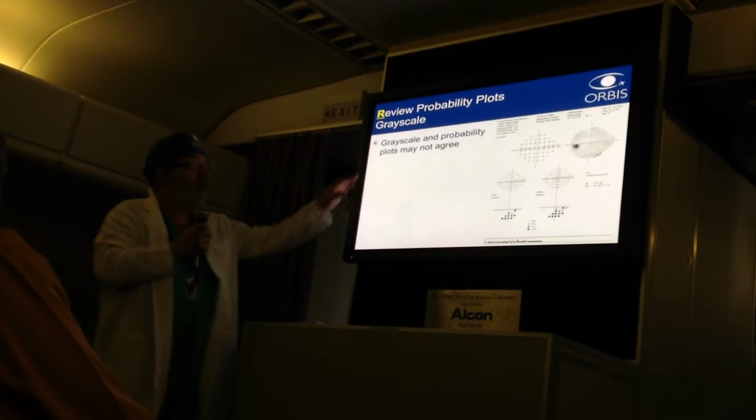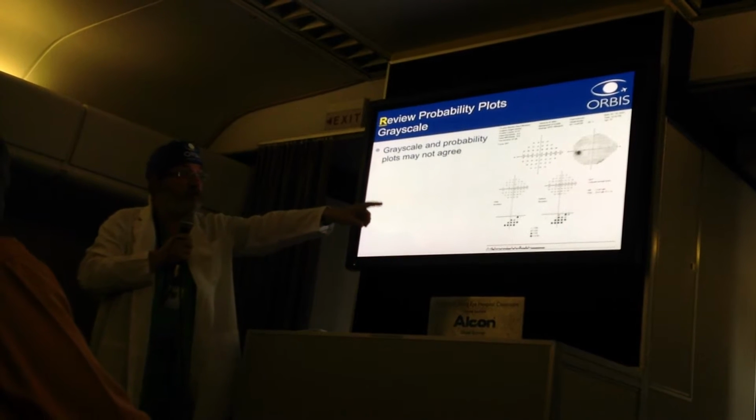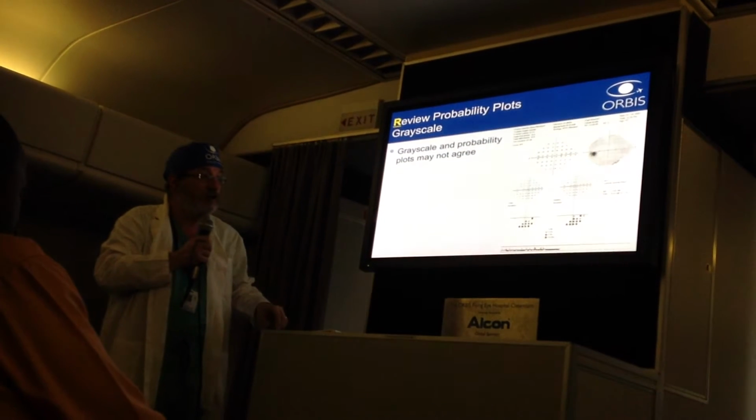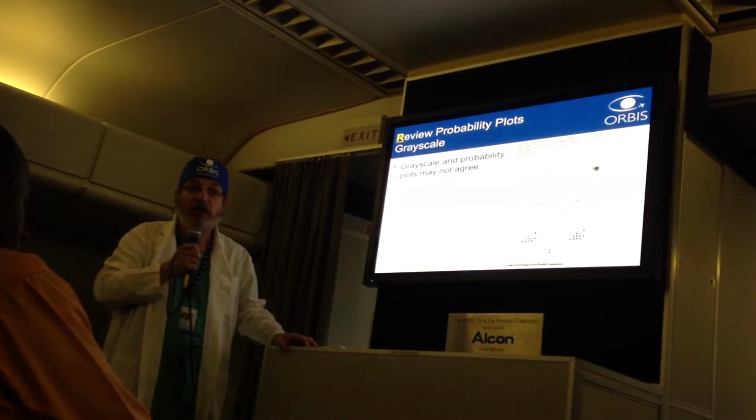The grayscale up above and the probability plots may not agree. So here's a patient who has an arcuate scotoma or a partial arcuate scotoma down below, and the grayscale is not showing much of anything. So it's important not to use it.